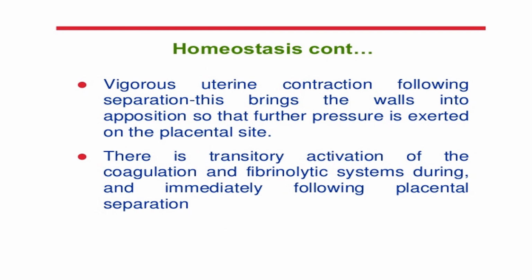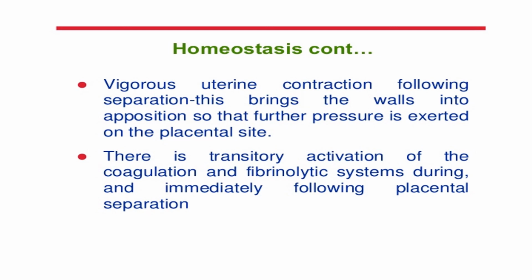So these vigorous uterine contractions following the separation bring the walls into opposition, so further pressure is exerted on the placental side. There is a transitory activation of the coagulation and fibrinolytic system during and immediately following the placental separation. See, in the physiological changes during pregnancy, I told you that during pregnancy, the clotting factors in the body will be high. So this high amount of clotting factors and platelet count in the body will help with clot formation immediately after the delivery. So this also will help to stop bleeding.